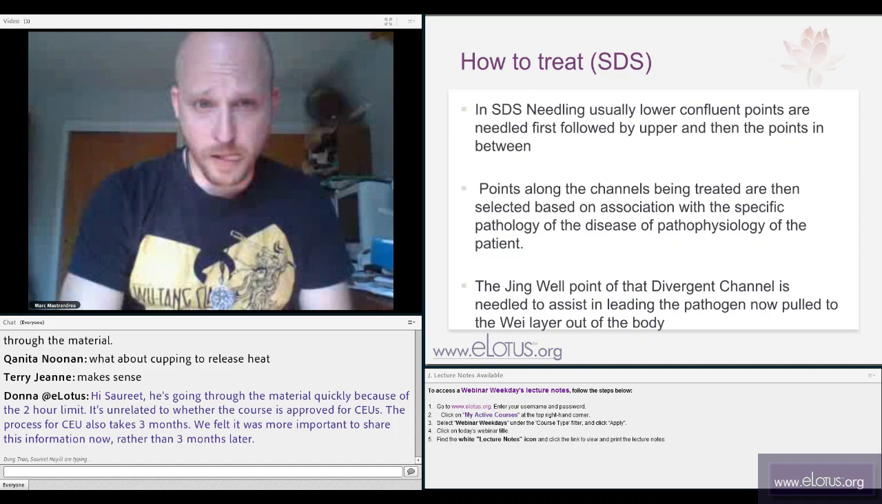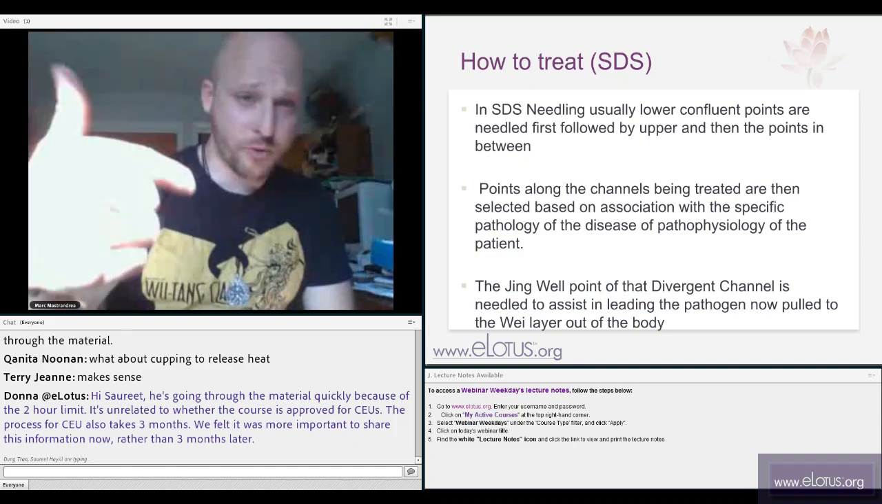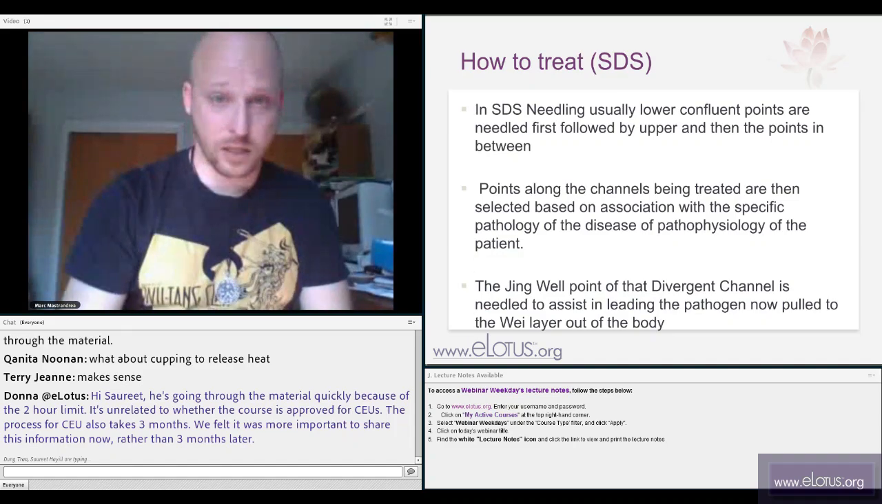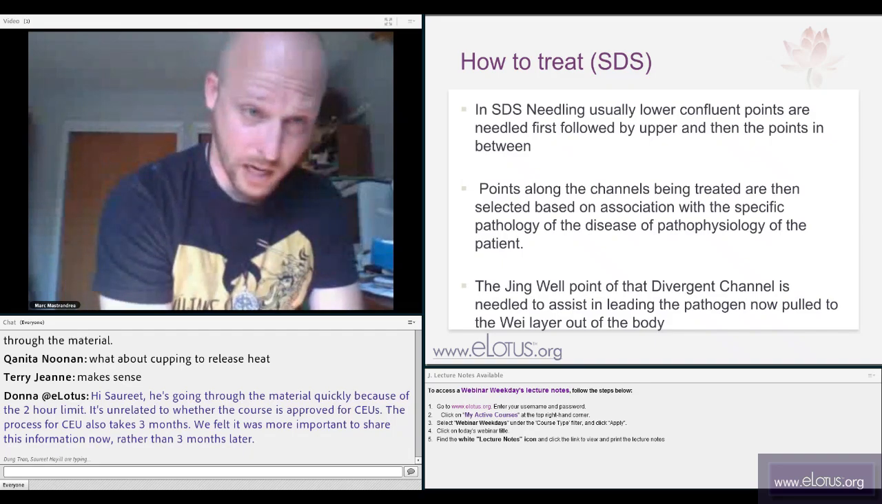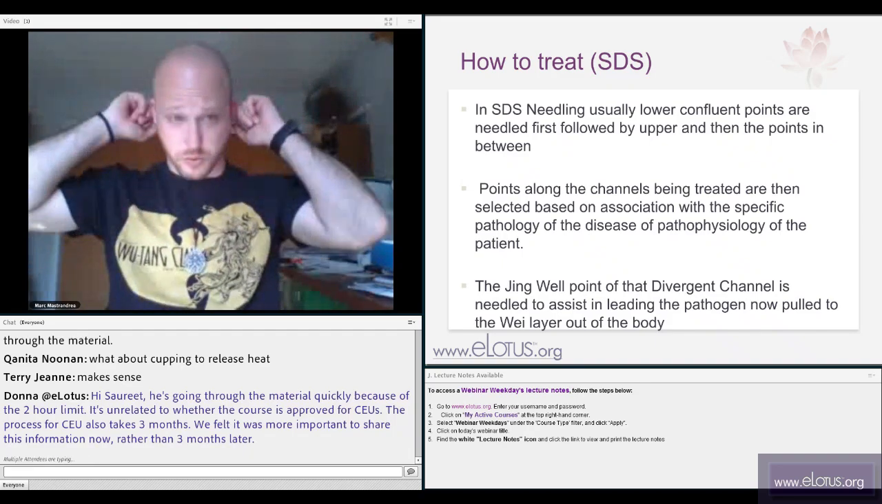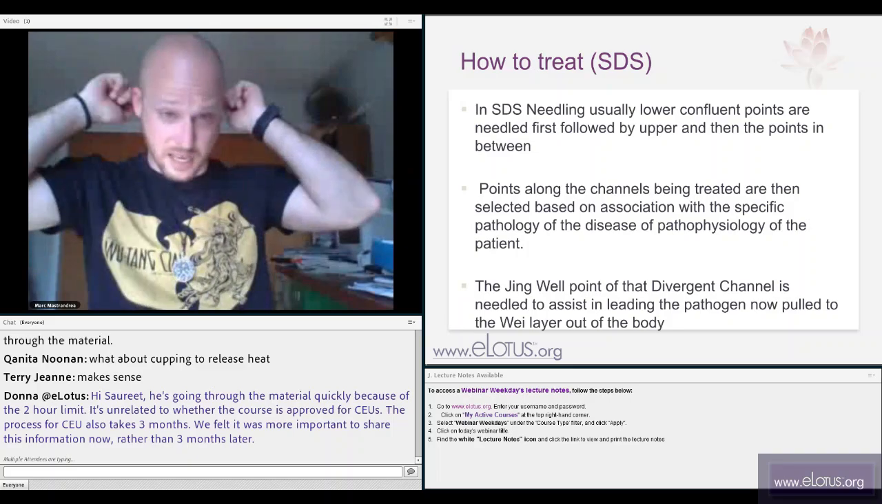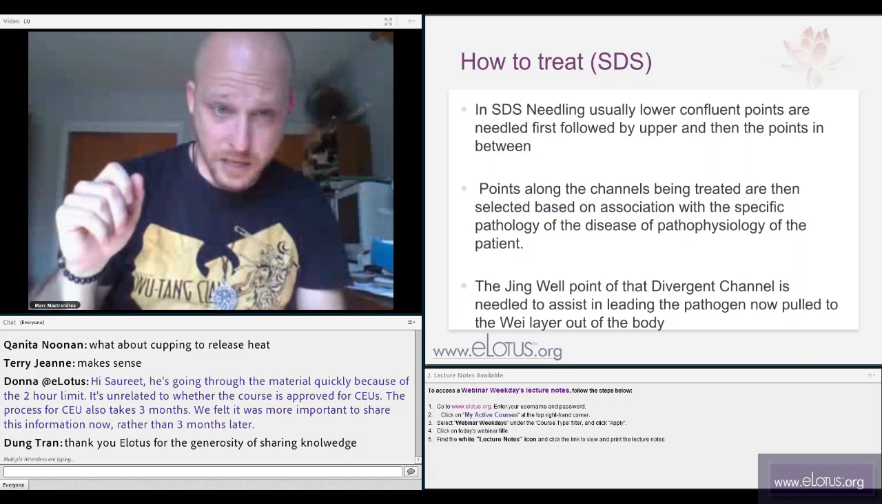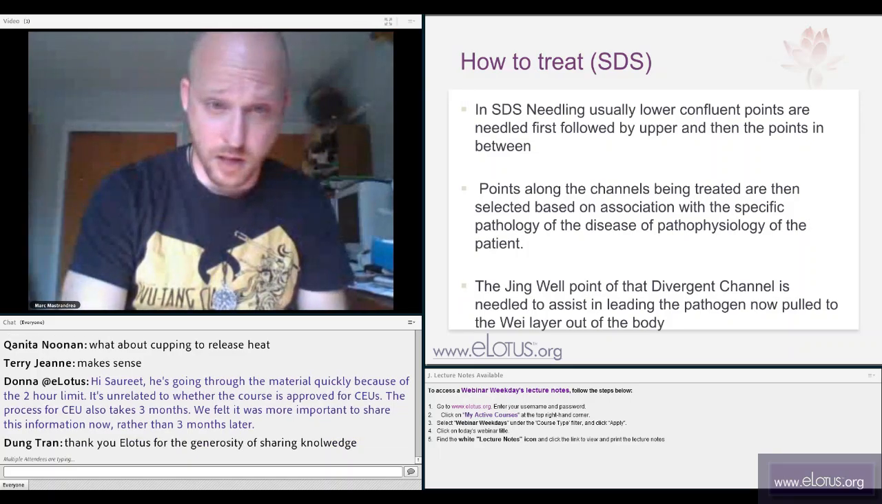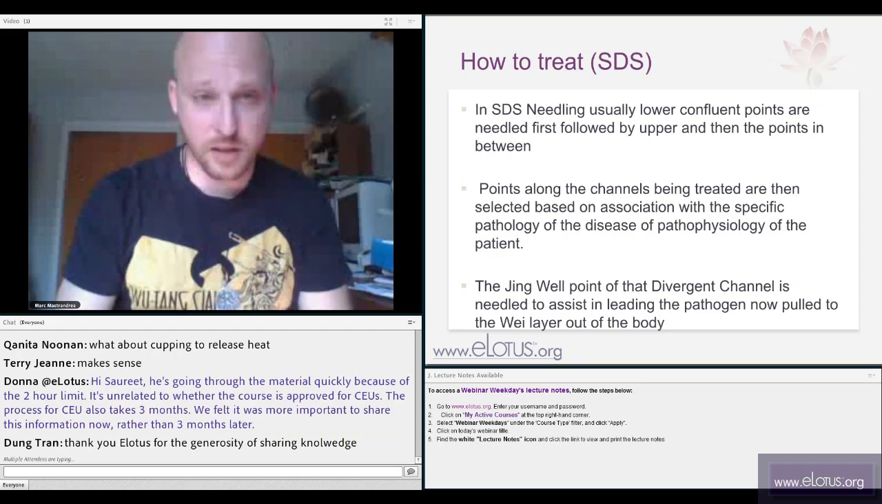All right. So I go through in this a little bit how to treat SDS, needling the lower confluence first. So you start with the lower confluent points, and then you needle the upper confluent points with the SDS needling, and then you would needle the Jingwell associated with that divergent channel. You can go through this a little bit later.